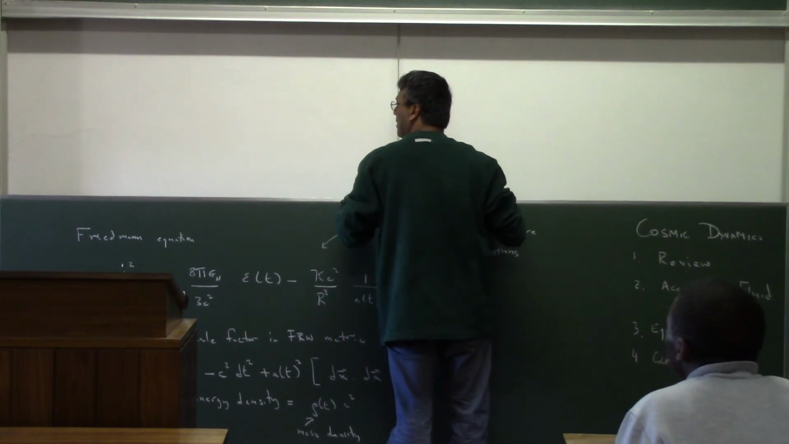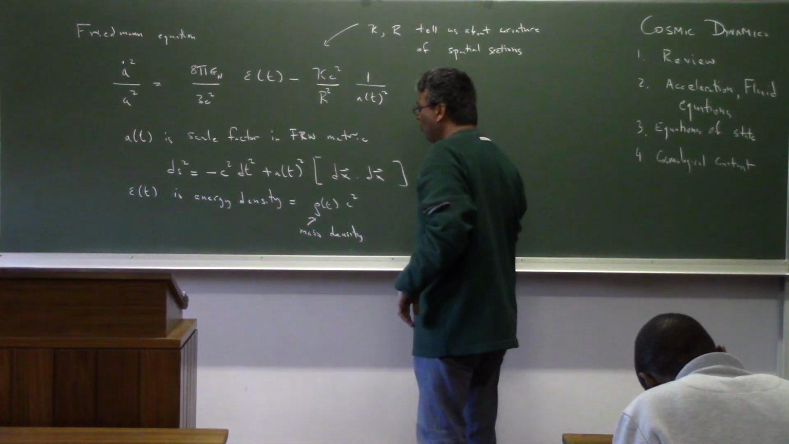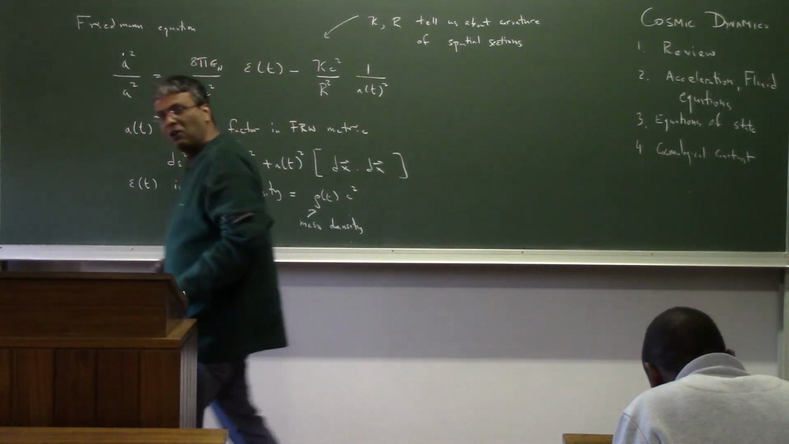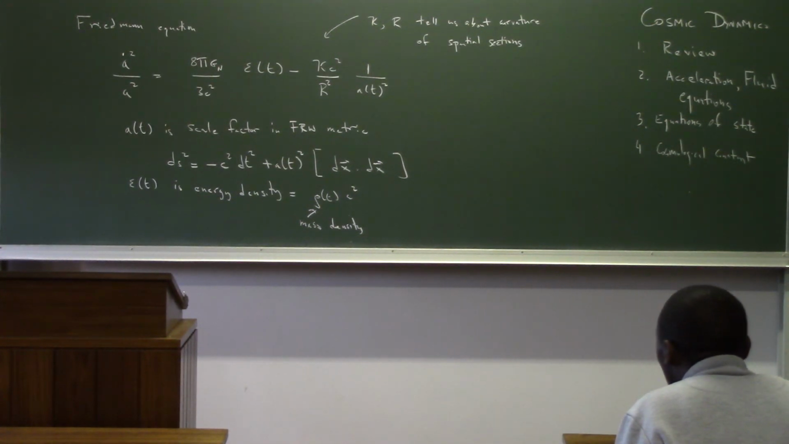Okay, so the goal then is to come up with other equations in order to solve for the second unknown function that appears in the Friedmann equation. So that's what we'll turn to next.